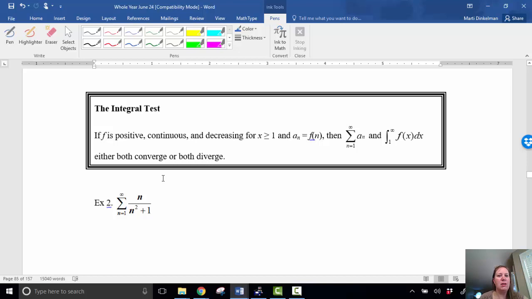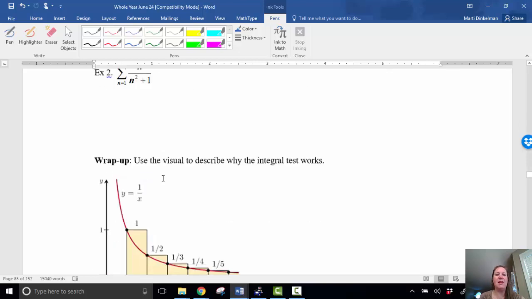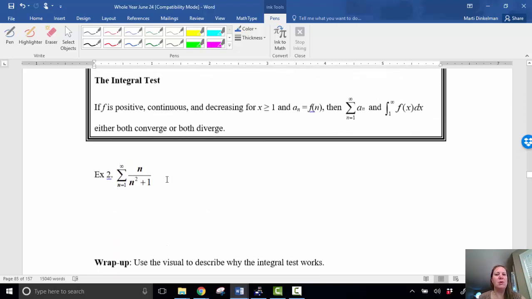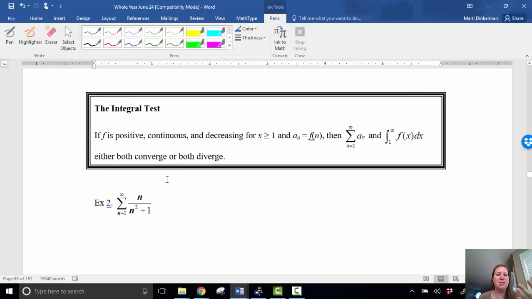Okay, the second test we're talking about is the integral test. If we have a function that's positive, continuous, and decreasing, we don't want to talk about things that are below the axis. With an integral, I always think about area, which is why I have this wrap-up question here. We don't want things below the axis because that could cause negative infinity issues.